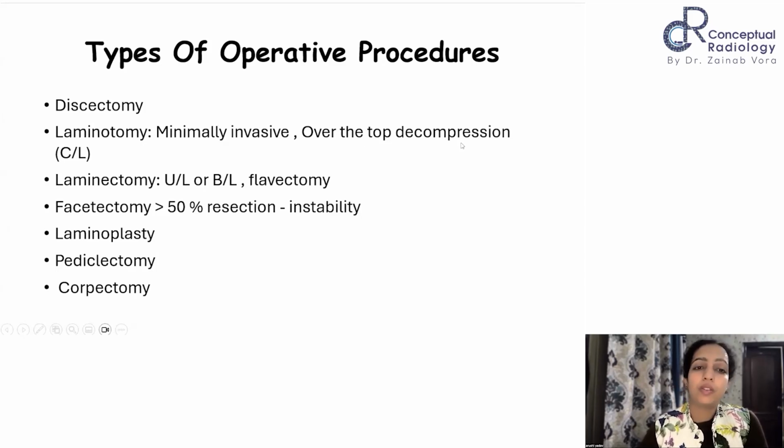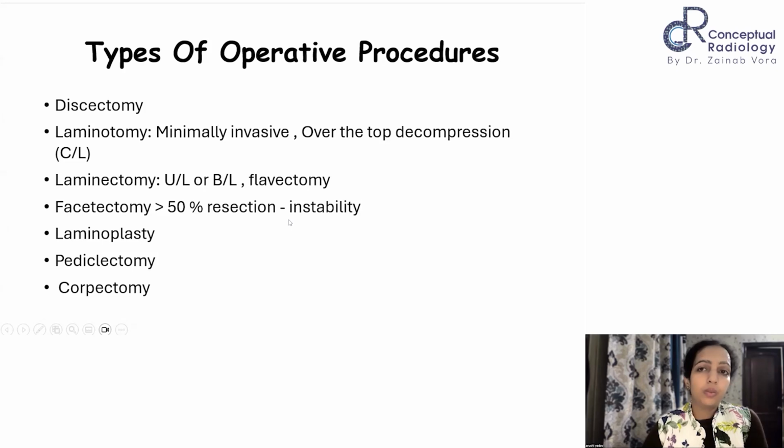Over the top decompression is when you take access from one side and remove the lamina on the opposite side. So it is known as over the top decompression, right? Laminectomy is removal of the lamina, unilateral or bilateral, and it is 100% of the times associated with flavectomy, removal of the ligamentum flavum. Facetectomy could be partial, could be complete. Complete is significantly associated with instability.